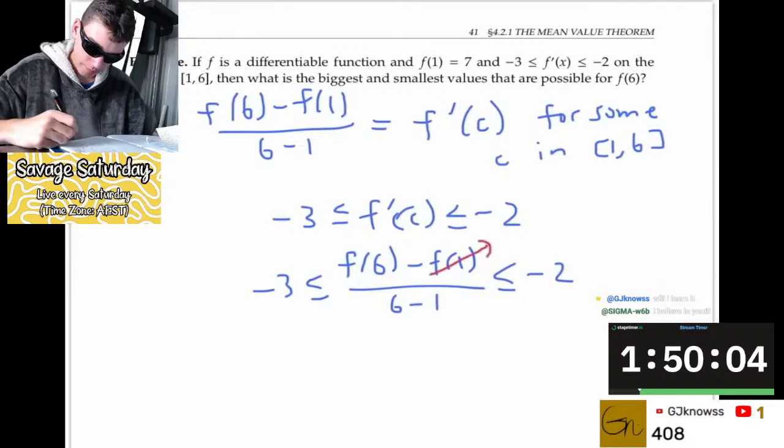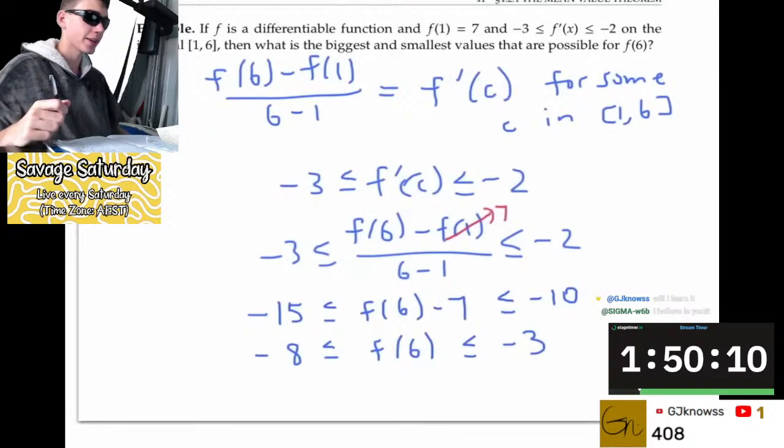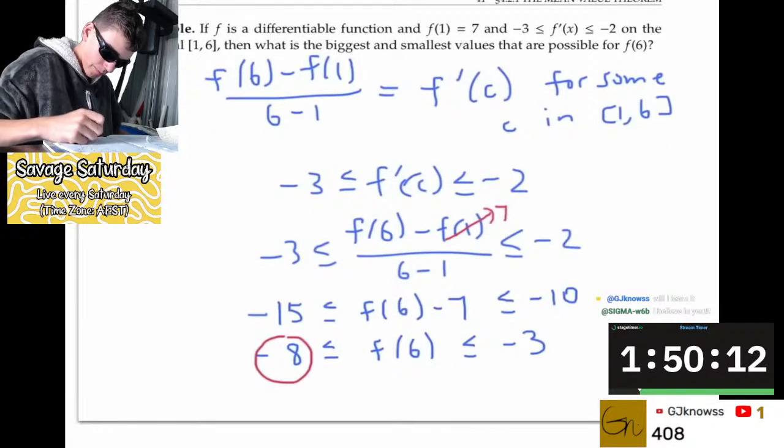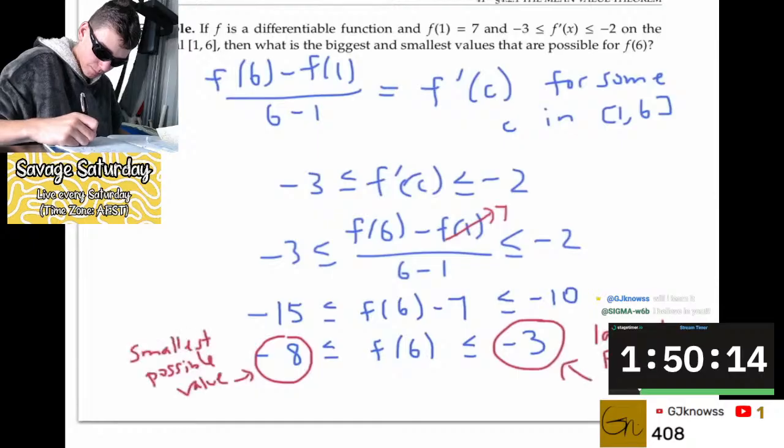We know that f of 1 is 7, and now we can solve this inequality for f of 6. I'll multiply the inequality by 5 and add 7. Now I think we can see it. Negative 8 is the smallest possible value for f of 6, and negative 3 is the largest possible.